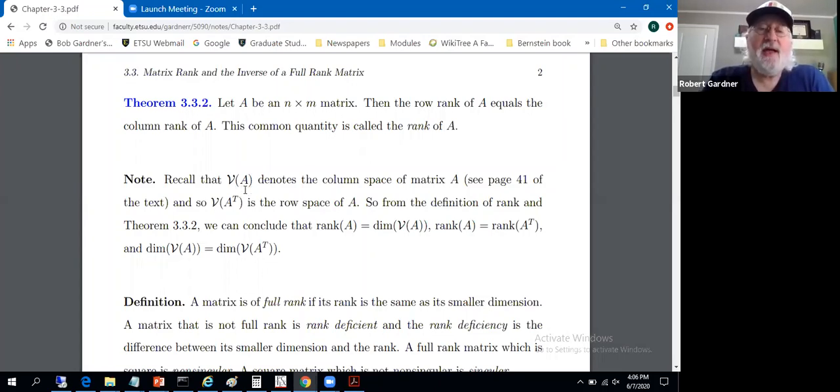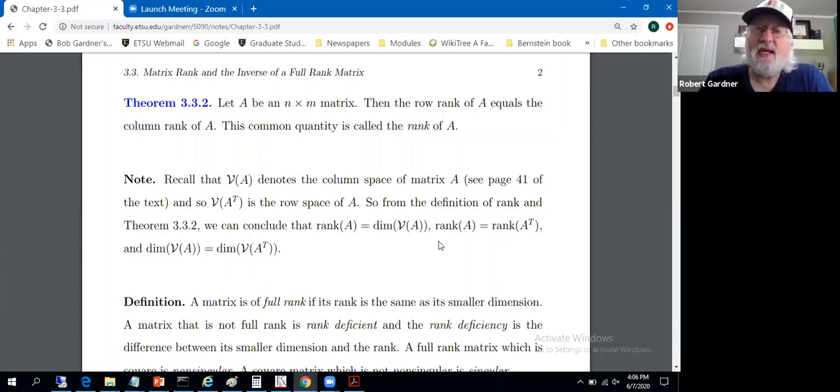So V of A denotes the column space of A. This is page 41 of the book we're using. All right, so if we took V of A transpose, that would be the row space of matrix A. So from what we just had, we see that the rank of A, well, that's the dimension of the column space, if you like. It's also the dimension of the row space. So the rank of A equals the rank of A transpose. The dimension of the column space equals the dimension of the row space.